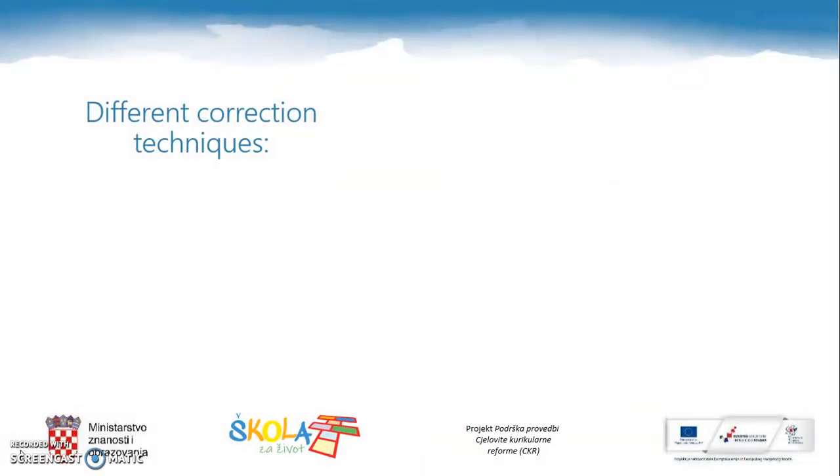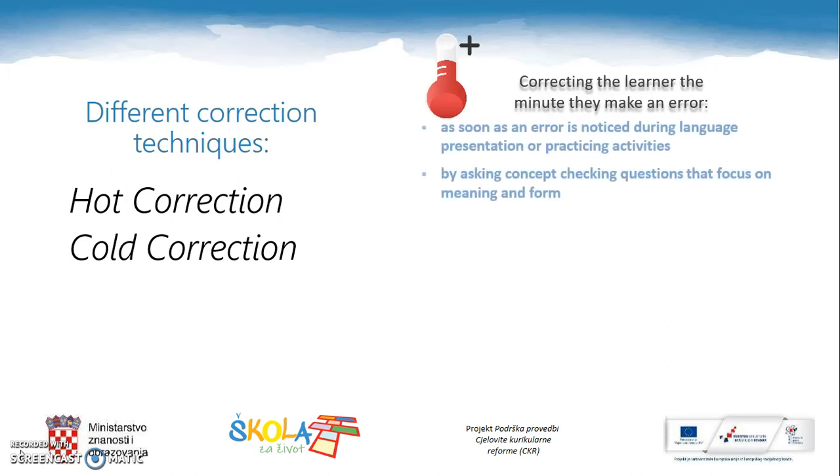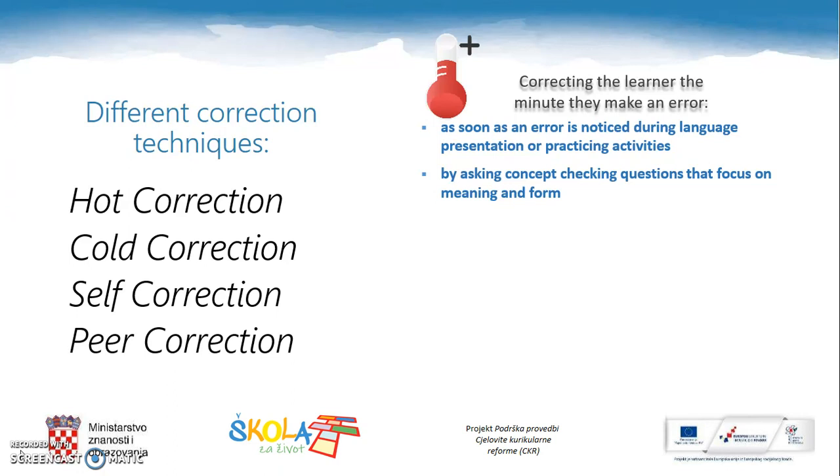Depending on the focus and purpose of an activity, we can choose between the so-called hot, that is immediate correction, and cold, that is delayed correction. As soon as we notice a student making an error in an accuracy-focused activity, we can ask concept-checking questions that focus on meaning and form. We should avoid giving the answers ourselves and encourage self-correction first and then peer correction.